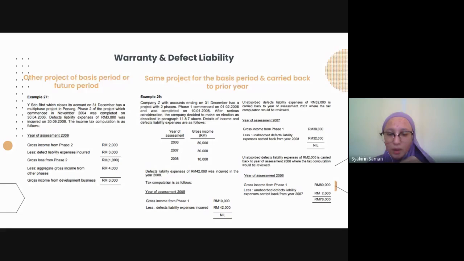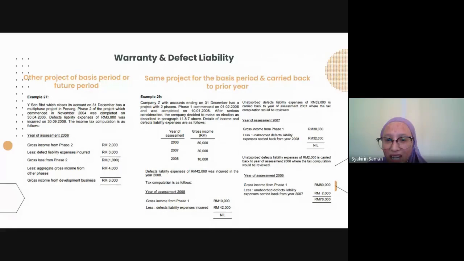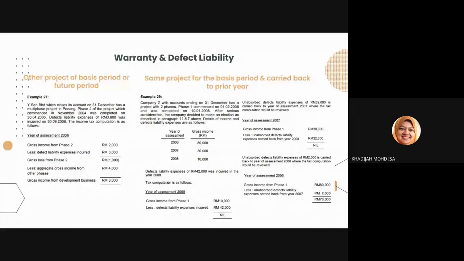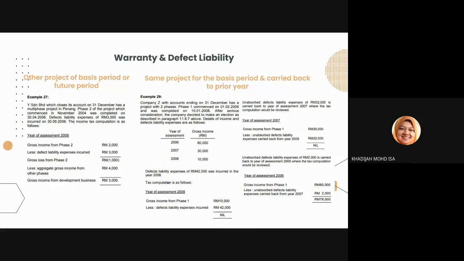The defect liability for 2008, there is unabsorbed 32,000 because the gross income is only 2,000. Because in 2008, ni 2008, ni 2007. Mana, dulu? Sampai dia carried back to prior year. Oh. Okay. Sebab the project is complete in 2008.